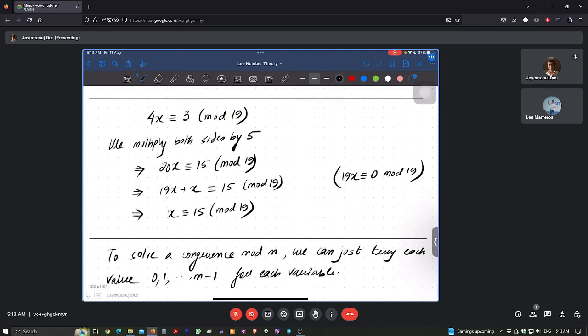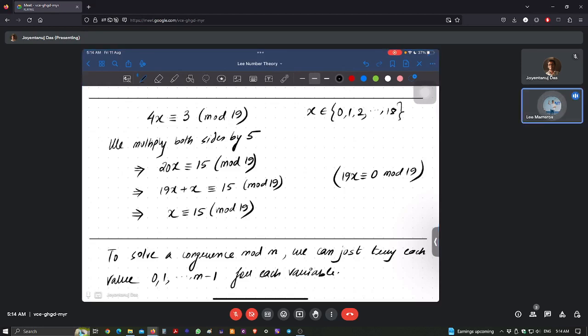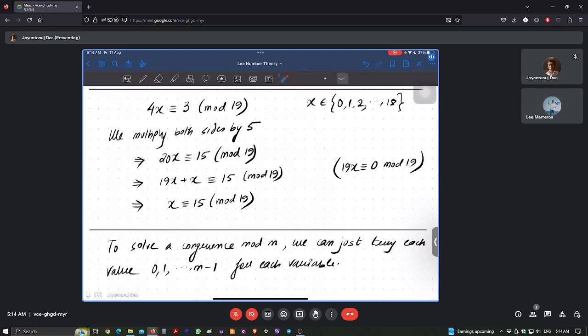Suppose, for example, in this problem, I don't know how to do the solution. But I know that the solution of x must belong to 0, 1, 2 up to 18. So we plug in each value of x and check whether it is working. If I put 0, it is not working. If I put 1, it is not working. Like that, we check. That is a brute force type of thing. But sometimes it works, because if we don't have an idea how to solve it, we can use that.